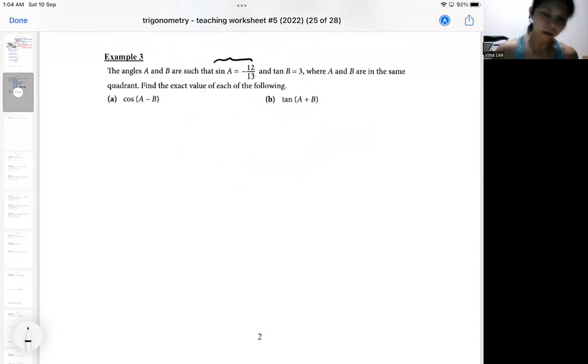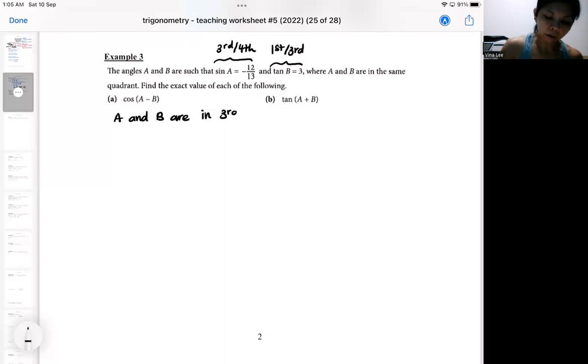Sine A is negative. So that means it could be the third or the fourth quadrant. Tangent is positive. It could be the first and third quadrant. So you got to take the common quadrant. So A and B are in the third quadrant. So you got to conclude the quadrant very carefully.